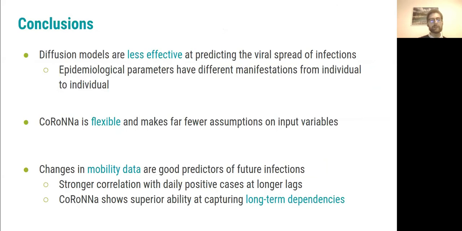To conclude, diffusion models are less effective at predicting viral spread of infectious diseases because epidemiological parameters have different manifestations from individual to individual. So it means that the incubation time might vary from patient to patient. And we have proven that changes in mobility data are good predictors for future infections, because there are stronger correlations with daily positive cases at longer lags. And CoRoNNa shows superior ability at capturing long-term dependencies with respect to the literature.